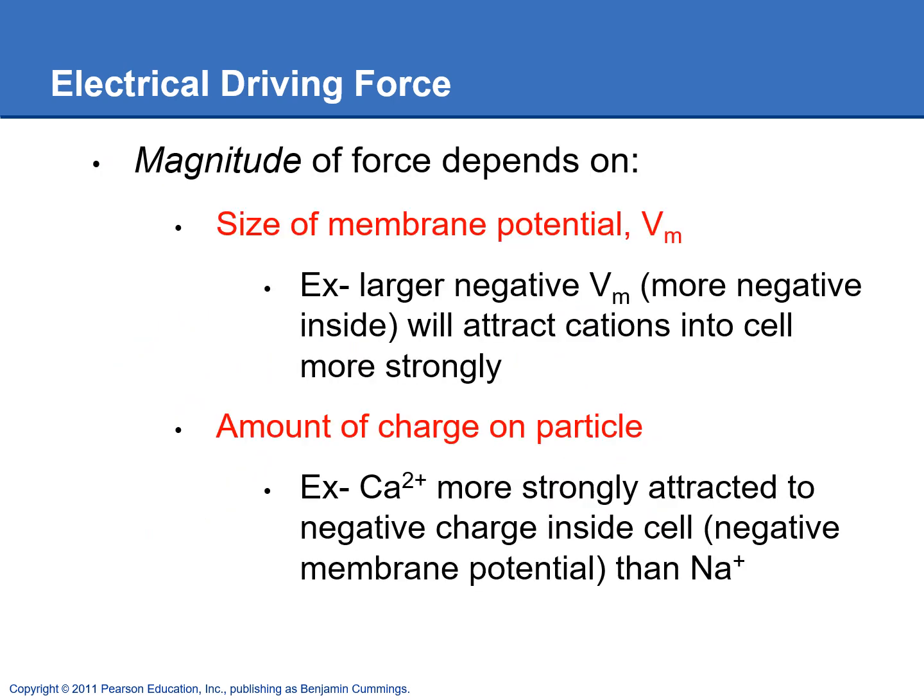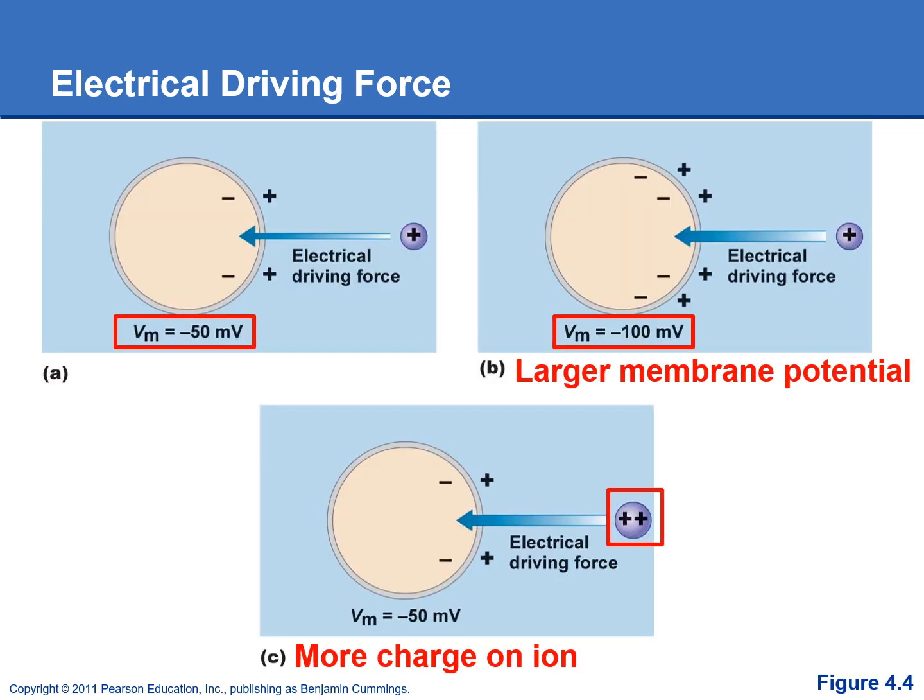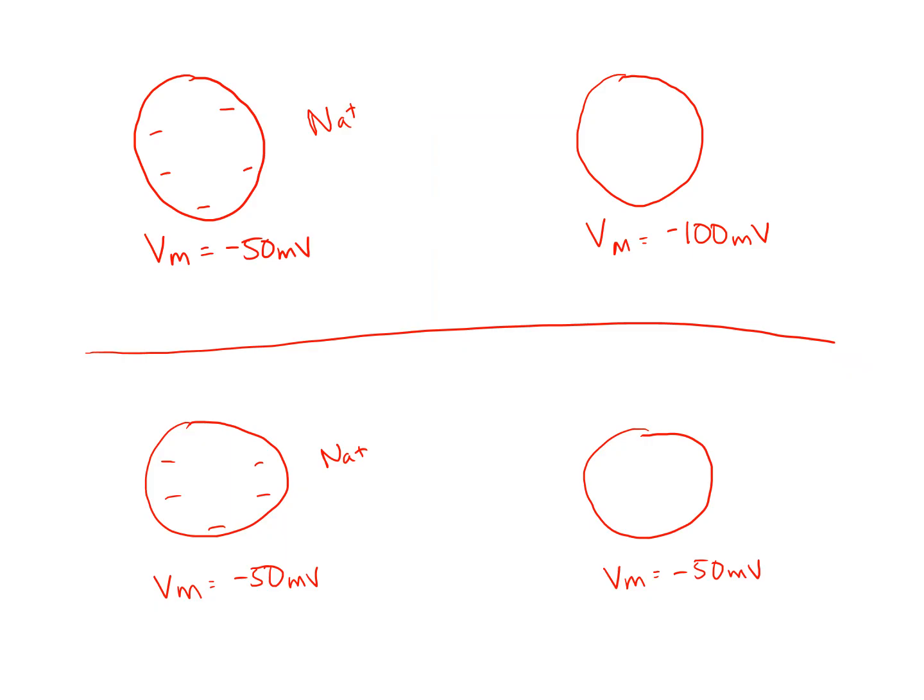All right, so a couple of things affect the magnitude or size of the electrical driving force. It depends on the size of the membrane potential and the amount of charge on your ion. So we're just going to draw these out and show you how this works. First, we're going to look at changing the membrane potential.